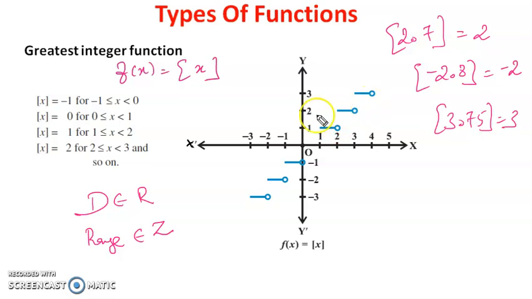So look at the graphical part. Between 1 to 2, it takes the value only 1. Between 2 to 3, it takes only 2. It will not reach any of these decimal places. It takes only one value. So that's why the domain belongs to real numbers, whereas the range belongs to integers. This is the greatest integer function.